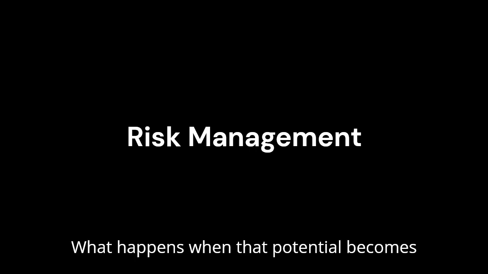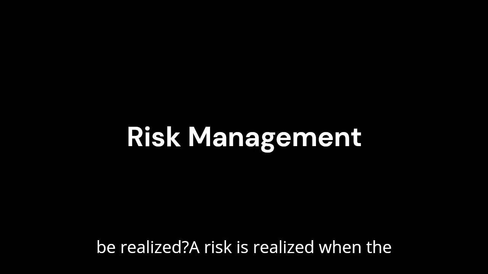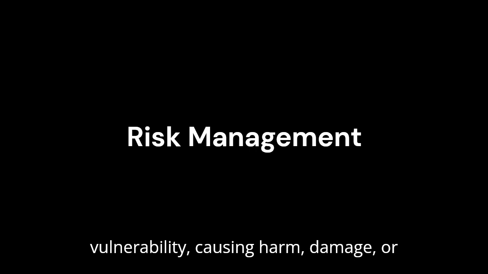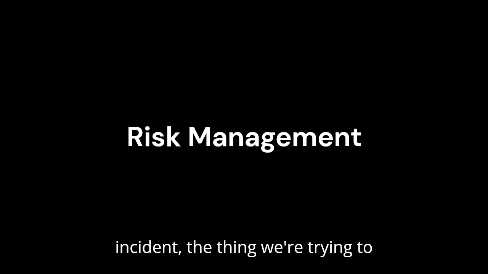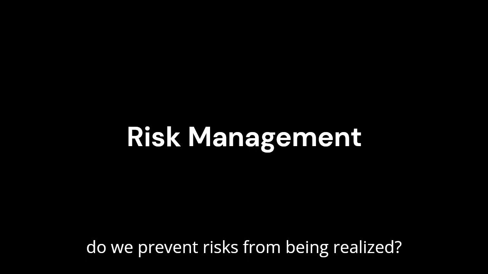What happens when that potential becomes reality? What does it mean for a risk to be realized? A risk is realized when the threat actually succeeds in exploiting a vulnerability, causing harm, damage, or unauthorized disclosure. It's the point where potential turns into an actual incident, the thing we're trying to prevent. The security event. Okay. So how do we prevent risks from being realized?